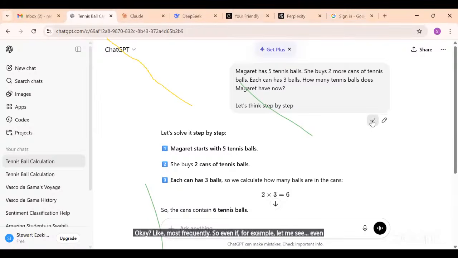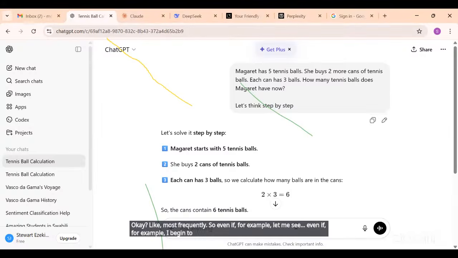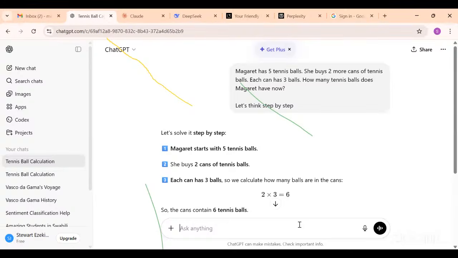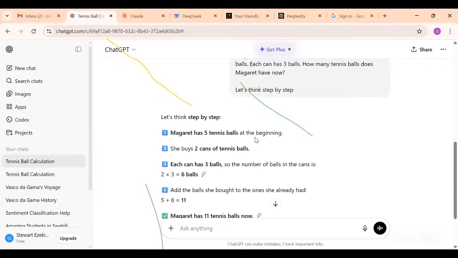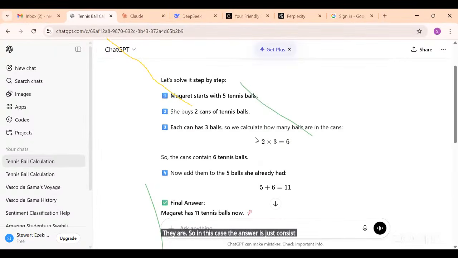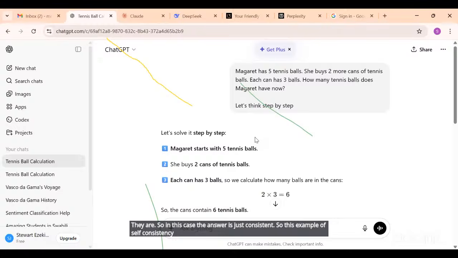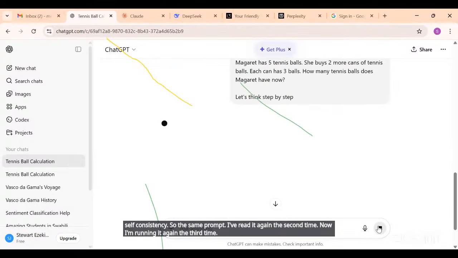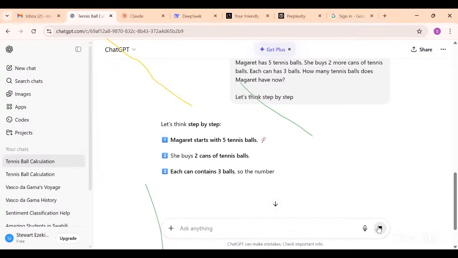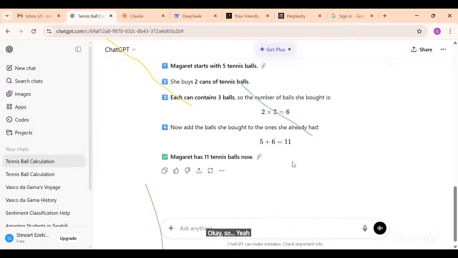So even if, for example, let me say I do this again. Yeah, so in this case, the answer is just consistent. So this is an example of self-consistency. The same prompt, I've run it again the second time. Now I'm running it again the third time. Okay, so yeah, I have a consistent answer. This is what we mean by self-consistency.